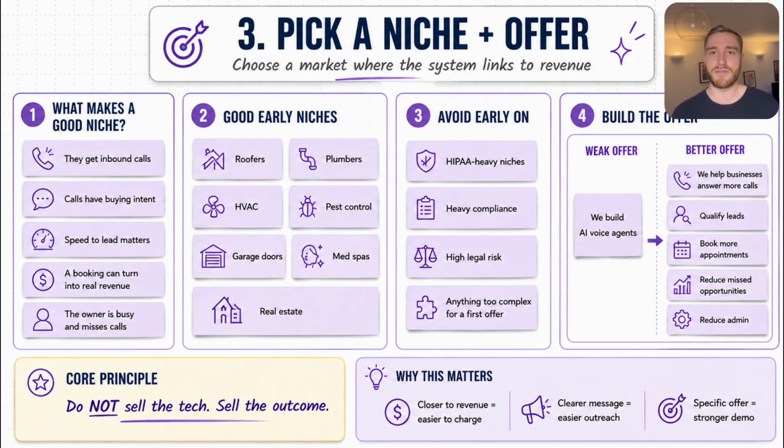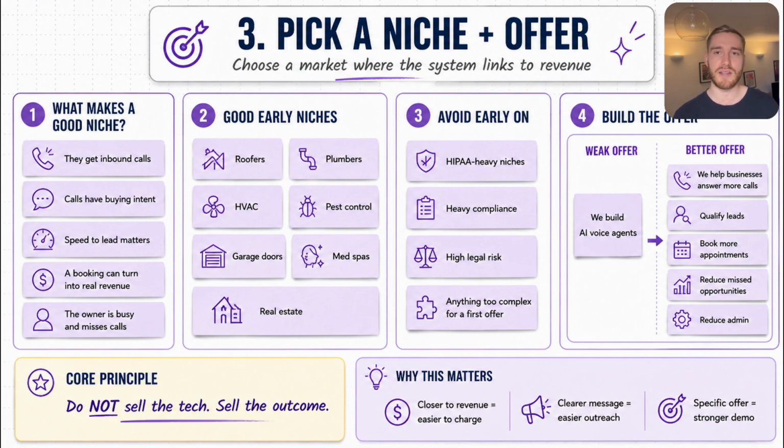Now, fundamentally for AI voice agents, what makes a good niche is they're getting inbound calls. The calls have a buying intent. Industries where speed to lead might matter, like for sales, for example, where booking can turn into real revenue, and where the owner is busy and misses calls. You don't want to target an industry where the phone never rings, or if the phone is ringing, it's customer service. Of course, there are use cases there, but really the closer you can get to revenue, the more money you're going to be able to make, and the clearer the offer is.